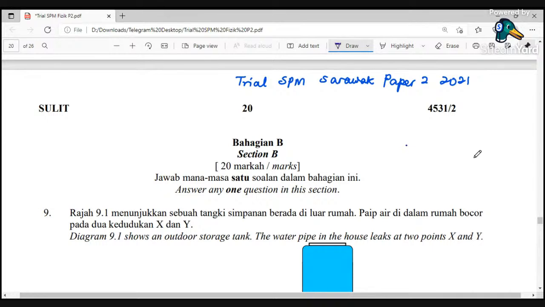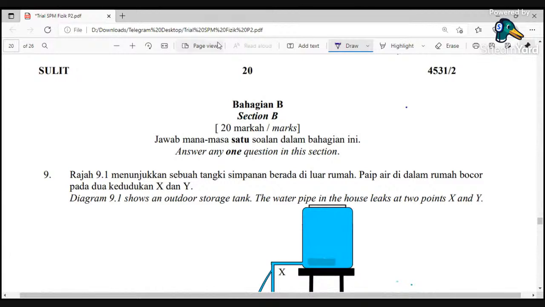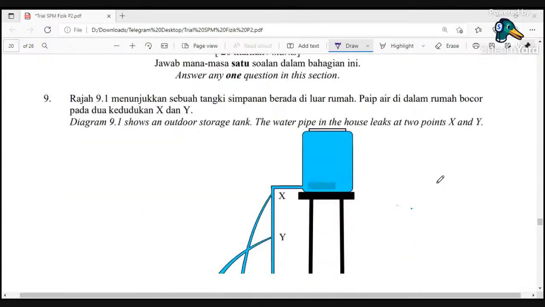Continue revision session trial SPM Sarawak paper 2 for section B and section C. For section B, as usual, 20 marks. So you just choose one of the questions in this session. Okay, number 9.